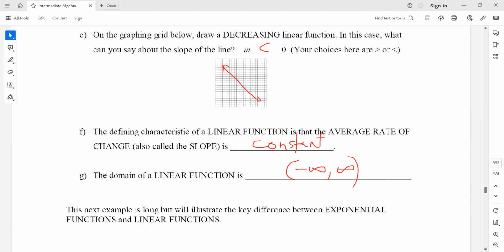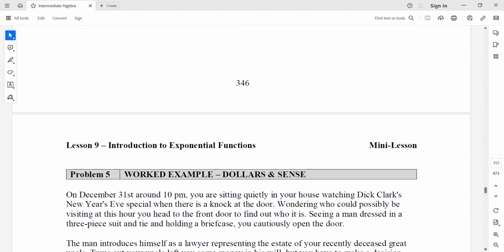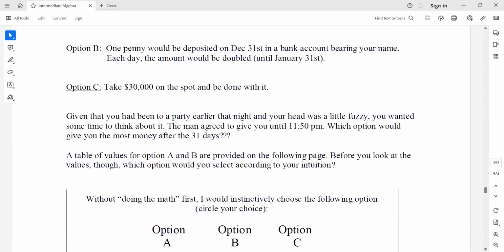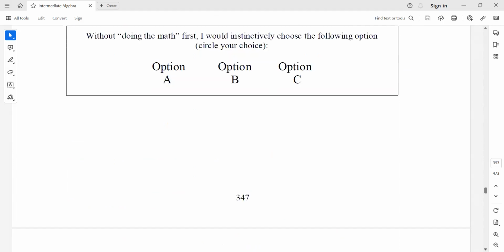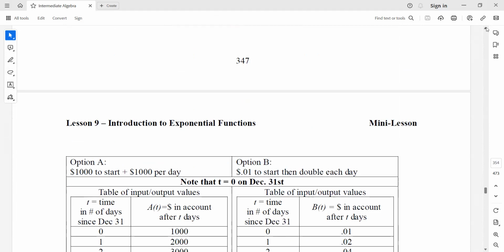Now, the next example, I'm going to skip it. Please go through it. It's just like what we started with. You have a linear example or a practical problem, and then you have an exponential as well. And then you have a constant, and you're supposed to choose between them. Okay, I think I have to go through it.